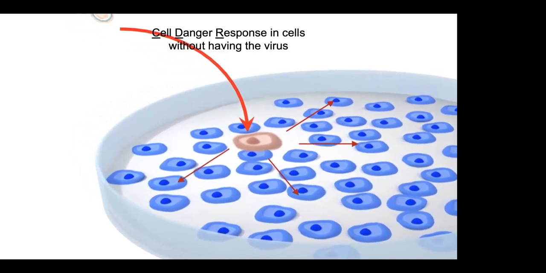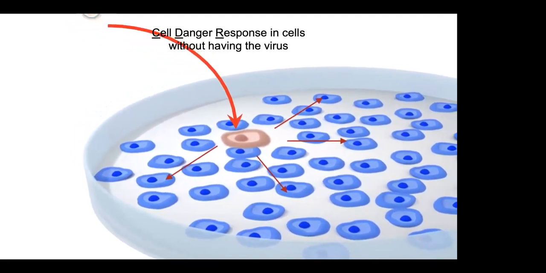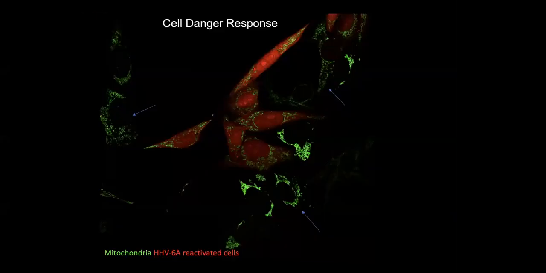This is explained by something called the cell danger response, where very few cells in the body which are suffering from infection or undergoing some stress conditions can signal the rest of the cells, which are basically healthy cells, to undergo a certain process, which is here a lack of energy. So how did we prove it?